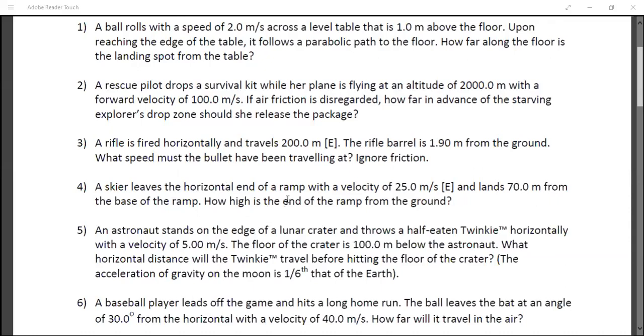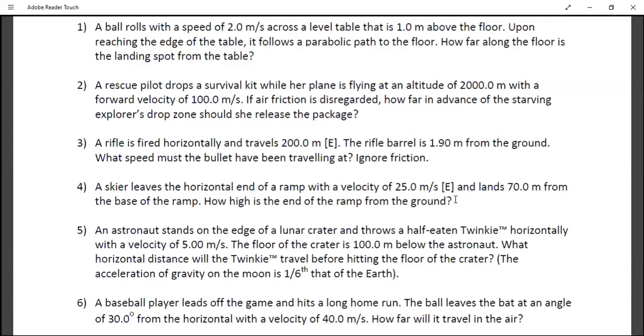Okay, so what about the fourth question? Skyer leaves the horizontal. Yeah, Ryan. Sir, I have the answer for both question 4 and question 5. Fourth one you tell me first. So for the fourth one we'll take U as 25 meters per second. Then we'll take R as 70 meters. R is 70 meters, correct.